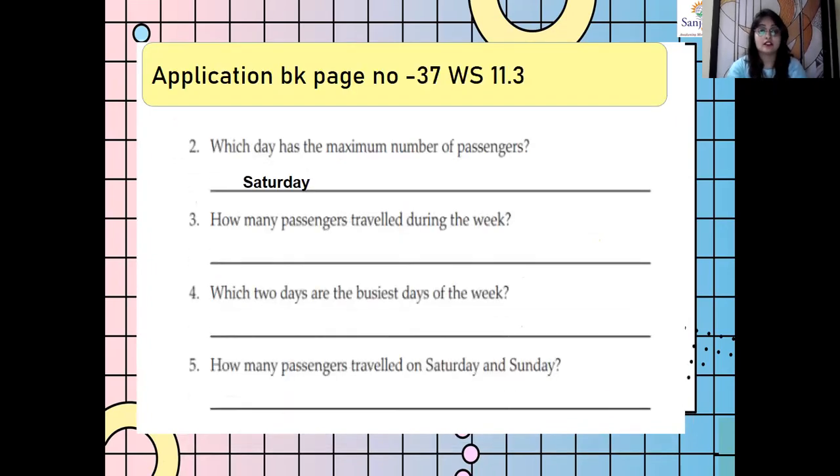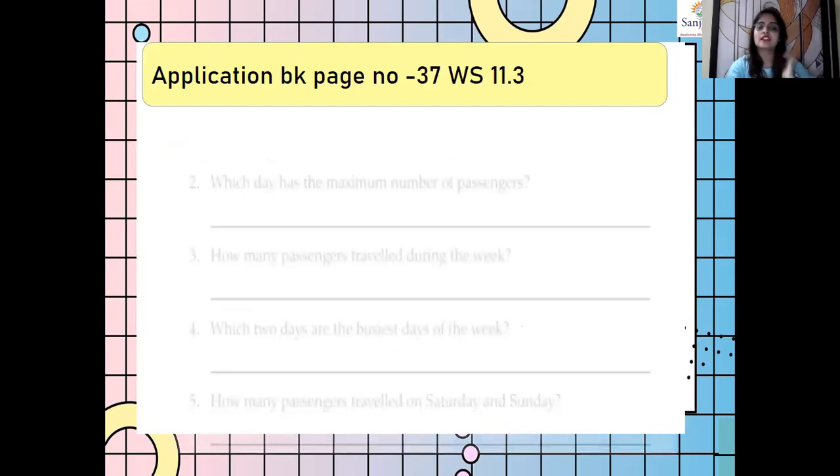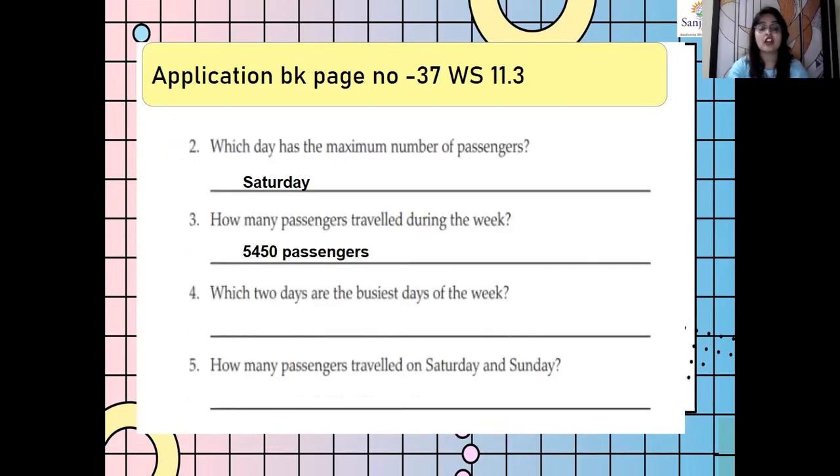Okay, how many passengers travel during the week? So all the passengers you will add: 850 plus 600 plus 750 plus 500 plus 950 plus 800 plus 1000, and you get the answer as 5450 passengers traveled during that full week.